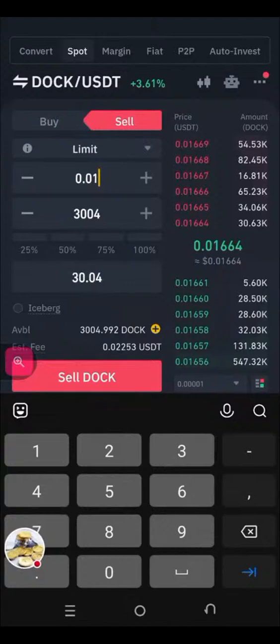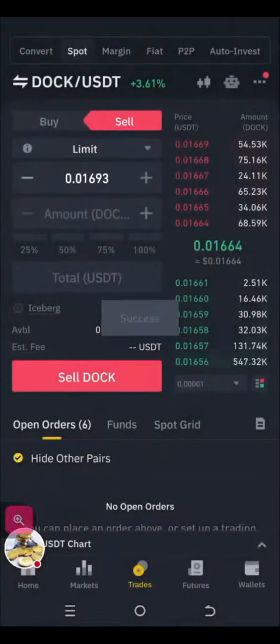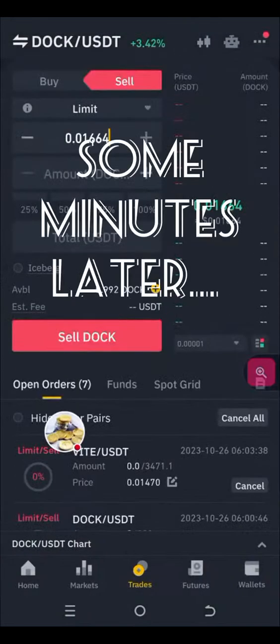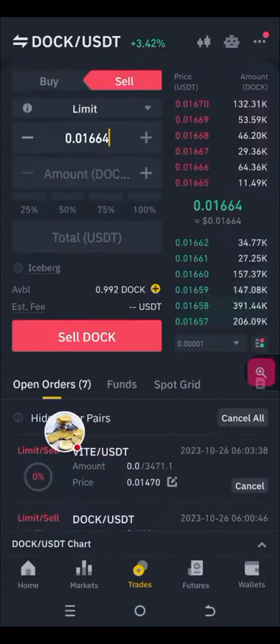So let's put 6691. What's that? Is it 9693? I want it to be at least closer to it. All right, let's go for it. So we're currently in the queue right now. See what's happening in Doc. How much did we buy it? I can't even remember. Let's check.